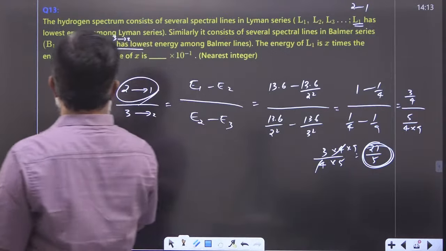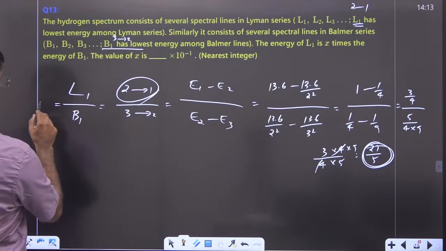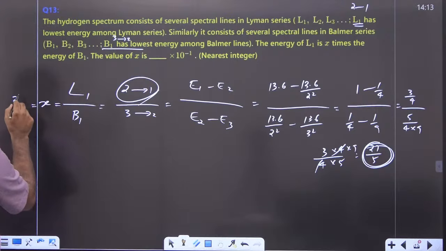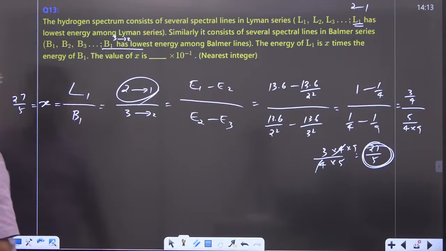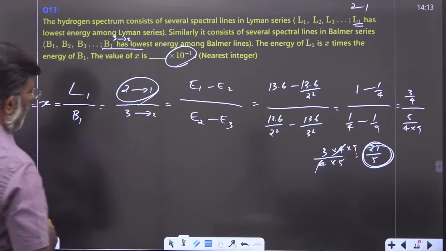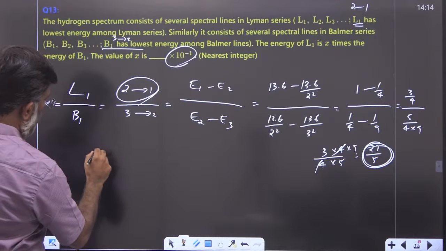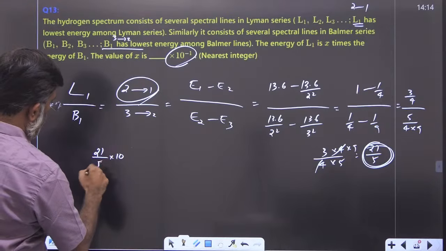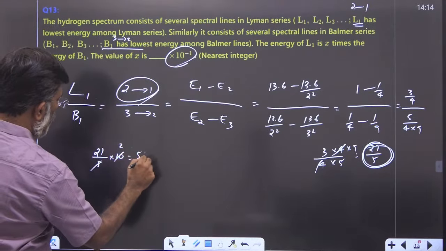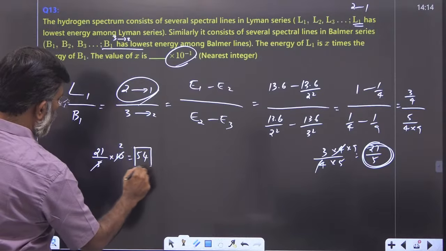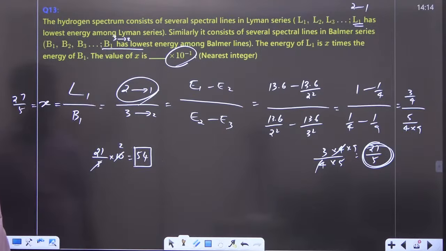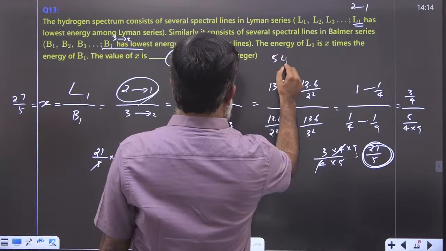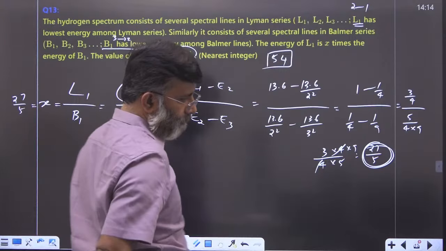This is equal to x. So x equals 27 by 5. We need to multiply by 10 power minus 1, so it is 27 by 5 into 10. Then this becomes 2, and we get 54 as the answer. The final answer is 54.